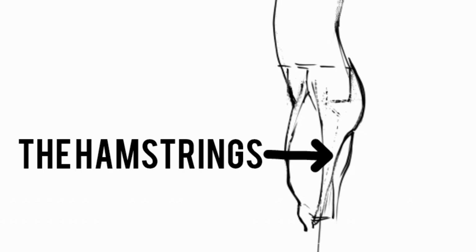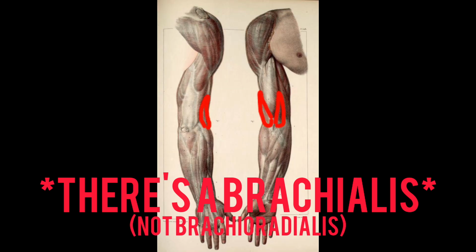And below that we have the bicep of the leg, the hamstrings. And if you remember what I taught in the arm video, or you have a decent idea of how the anatomy of the arm works, when there's a bicep, there's a brachioradialis. With that, we are pretty much done with the top half of the leg.